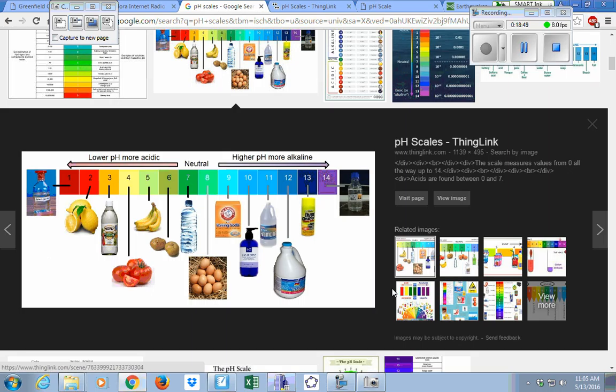Anything to the right is called alkaline, or the more common word is basic. That would be things like eggs and baking soda, and I can't see what that is. Calamine lotion, maybe? I don't know. Ammonia, bleach, and oven cleaner. And this last thing, I can't read either. What do you think that is?